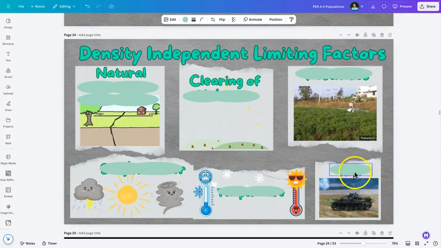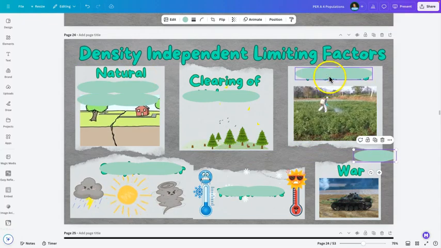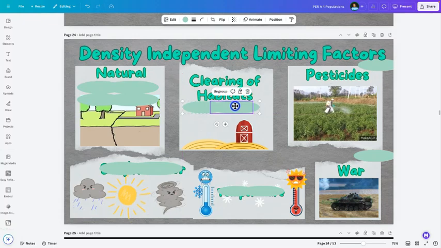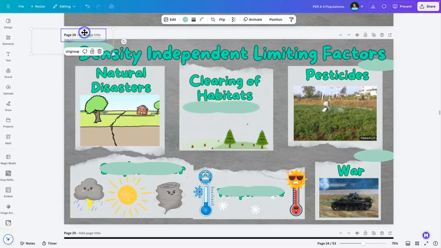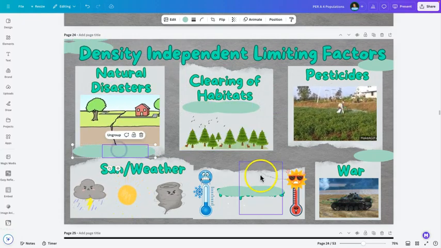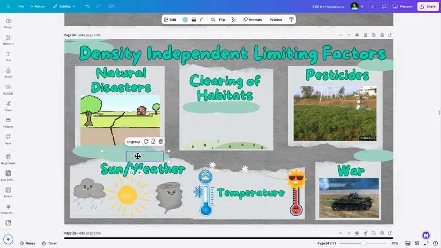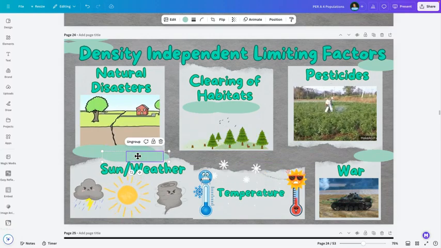And then I added war here, guys. I didn't talk about this yesterday. That should have been there. War can definitely be a density-independent limiting factor, as I'm sure you know. It could completely change population sizes. So please add that.